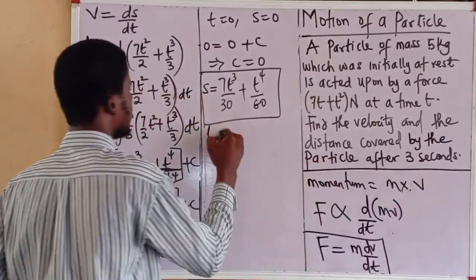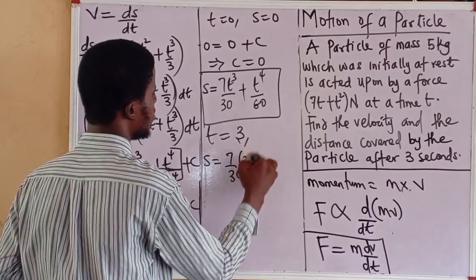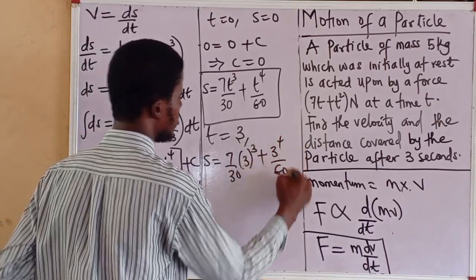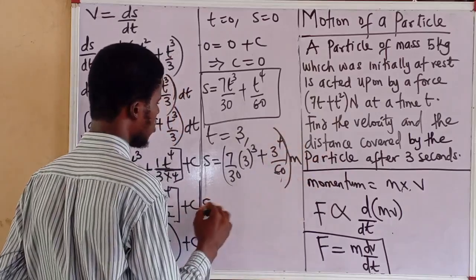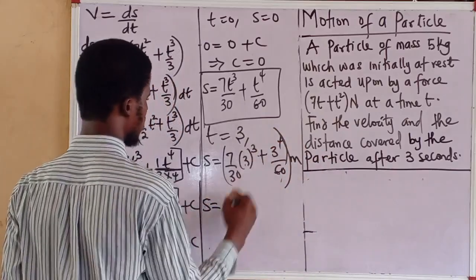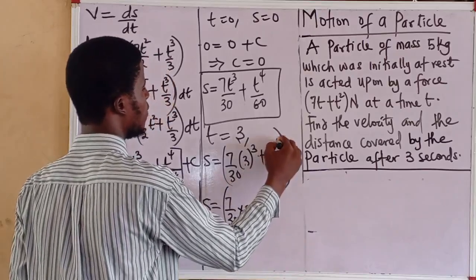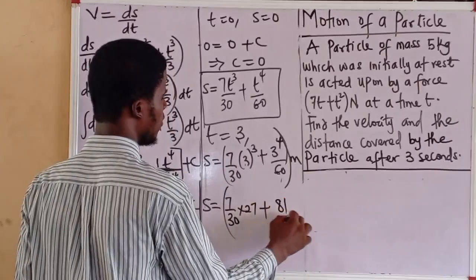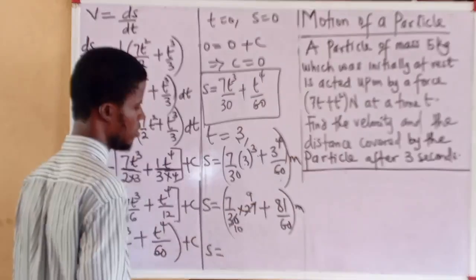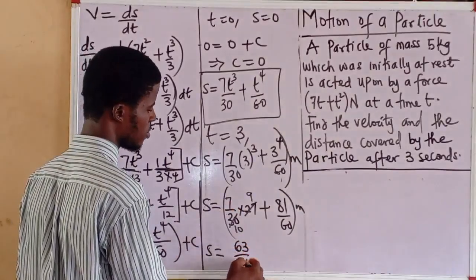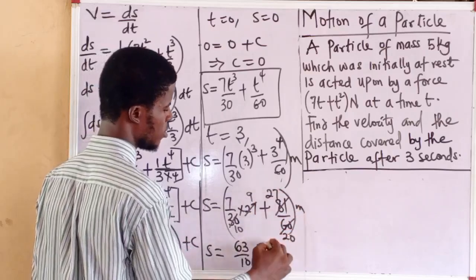So after 3 seconds, when t is equal to 3, the distance is 7 over 30 into 3 to the power of 3 plus 3 to the power of 4 all over 60, in meters. So what's s? This is 27. That's 7 over 30 times 27. Plus 3 to the power of 4 is 81, 81 all over 60. 3 here is 10. 3 here is 9. 9 times 7 is 63. 3 here is 27. 3 here is 20.